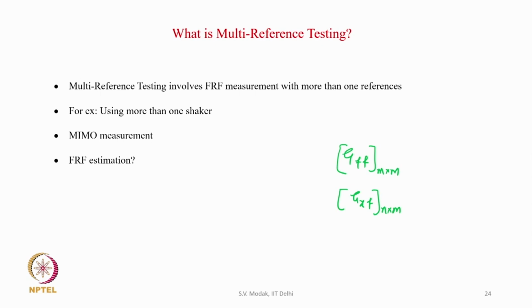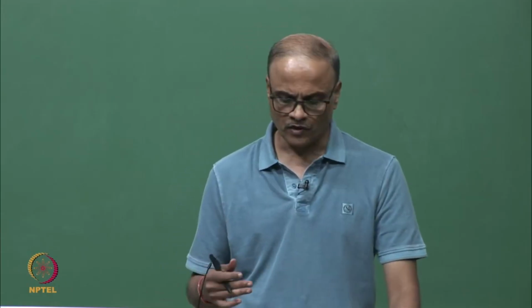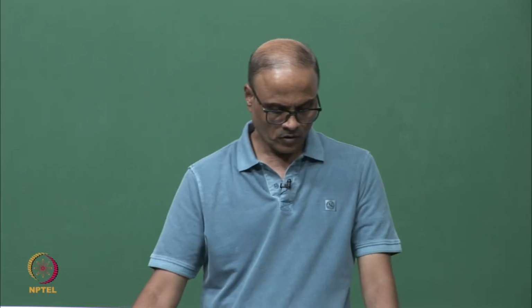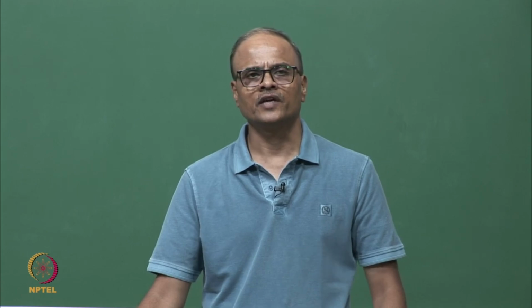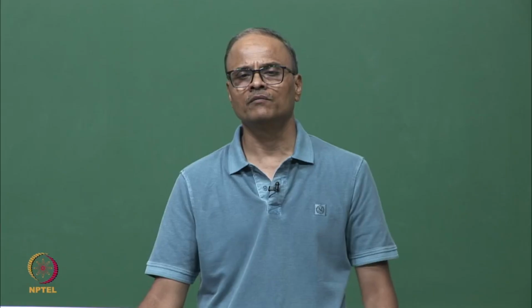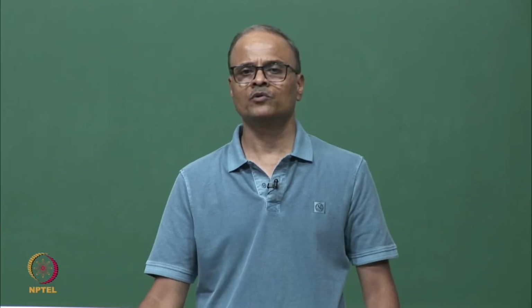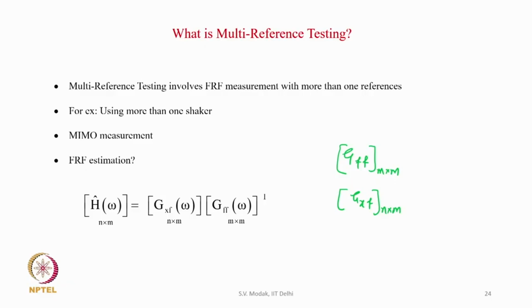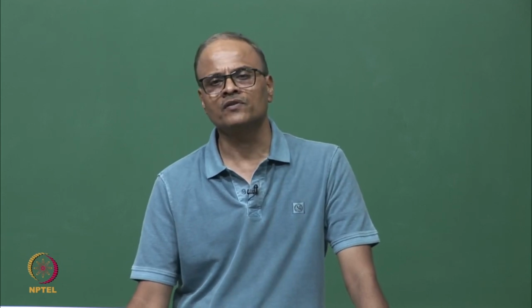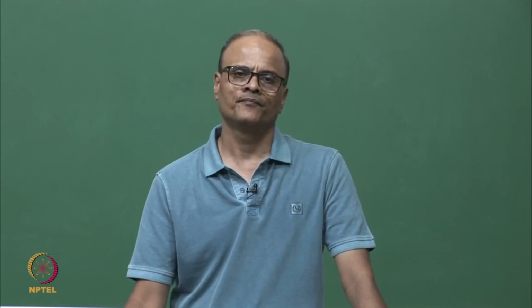Once these two are obtained, we can obtain a least square estimate of the FRF, which is given by this expression: H(omega) is equal to GXF(omega) times the inverse of GFF(omega). In this way we obtain the FRF matrix of size n by m. This matrix has m number of columns. So, we can see that in multi-reference testing we get more than one column of the FRF matrix, as opposed to single reference testing where only one column was obtained. These FRFs can now be processed using a poly-reference curve fitting method to obtain the model of the system.